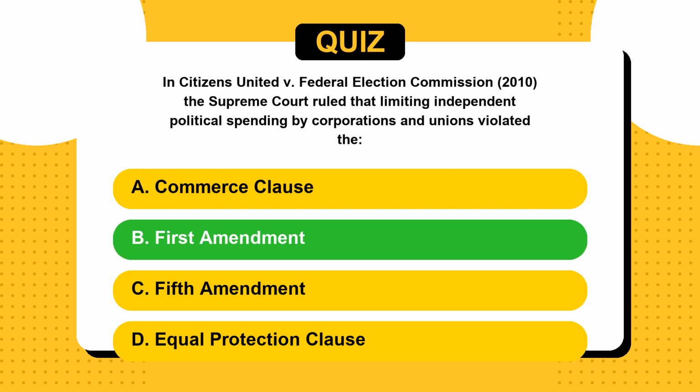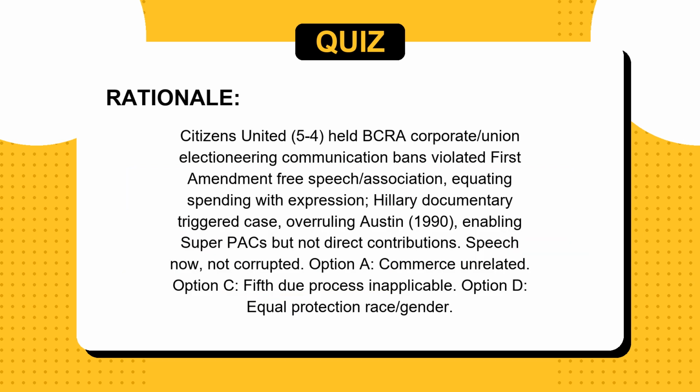The answer is B. Citizens United 5-4 held BCRA corporate/union electioneering communication bans violated First Amendment free speech/association, equating spending with expression. Hillary documentary triggered case. Overruling Austin, 1990, enabling super PACs but not direct contributions.